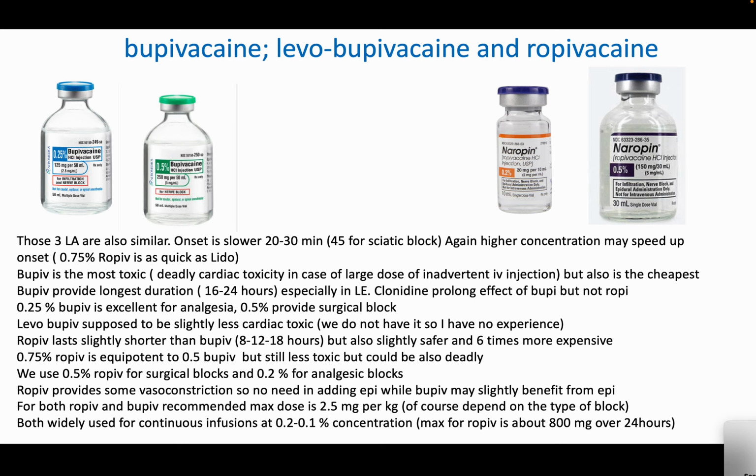Bupivacaine is the most toxic of all of them. If we accidentally push a high dose of bupivacaine intravascularly, it's frequently deadly cardiac toxicity, and it's very difficult to treat. But also, bupivacaine is the cheapest. Bupivacaine provides the longest duration, 16, sometimes 24 hours, especially in lower extremity blocks. Clonidine will prolong the effect of bupivacaine, but not ropivacaine. We use 0.25% bupivacaine for analgesia and 0.5% for surgical blocks.